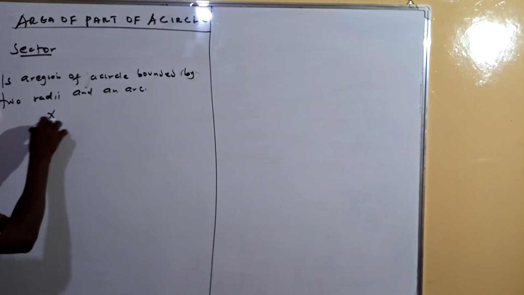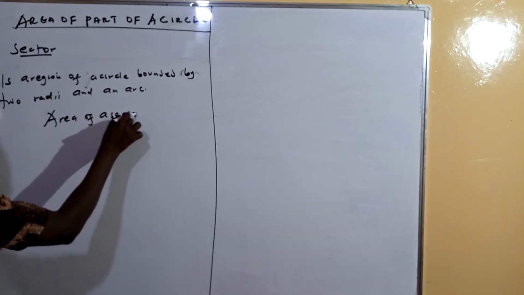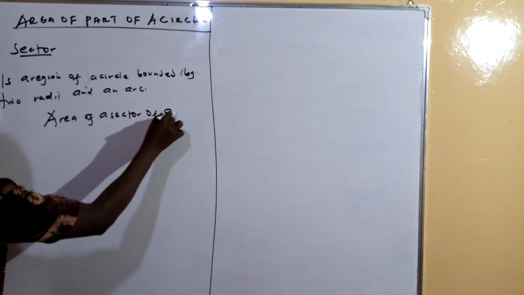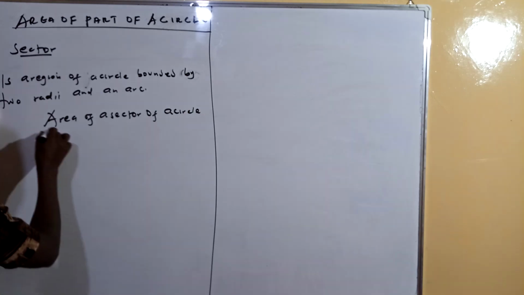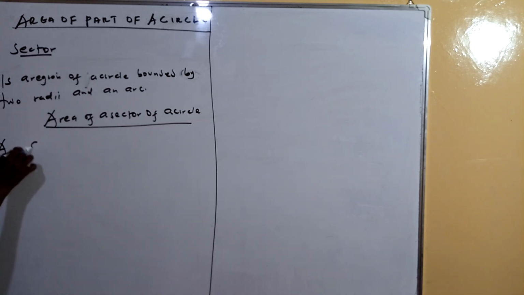Remember, we are going to discuss the area of a sector of a circle. The area of a sector of a circle is gotten as theta over 360 times pi r squared, where theta is the angle subtended by this sector at the center of the circle, and r is the radius of the circle. In this kind of formula, we have variables and constants.